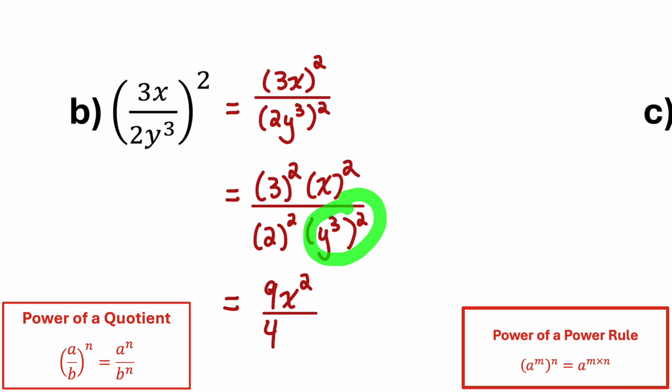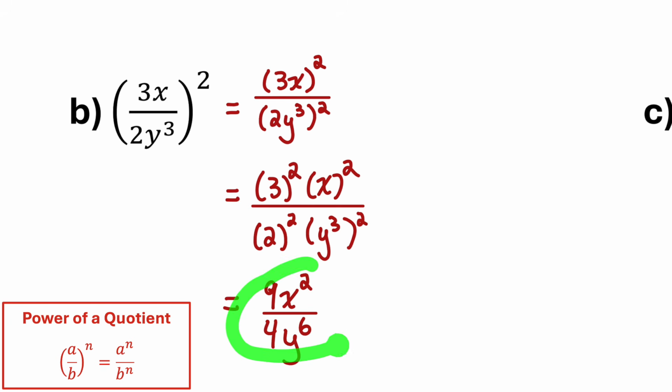Using the power of a power rule, multiply the exponents. I get y to the 3 times 2, which is y to the power of 6. And that's as far as we can simplify that expression. And then let's do one more.